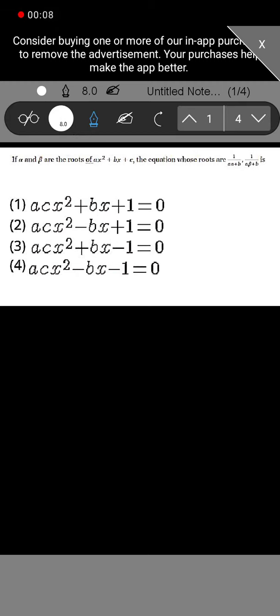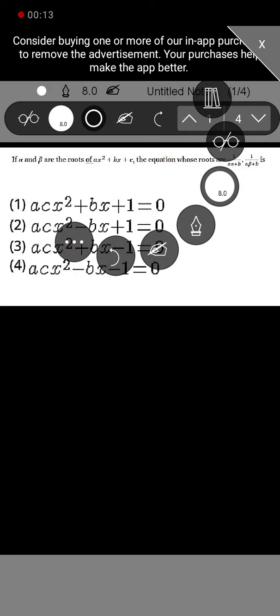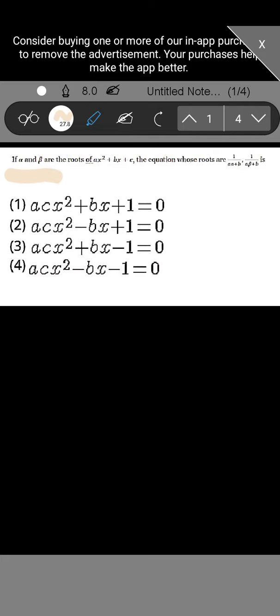Hi dear students, today we are going to discuss a question that is written here. You can observe that if alpha and beta are the roots of a quadratic equation given by this function, then we have to find the equation whose roots are given.